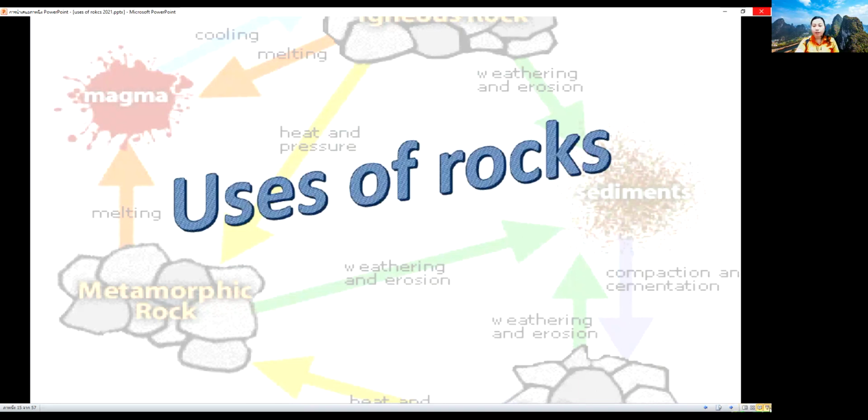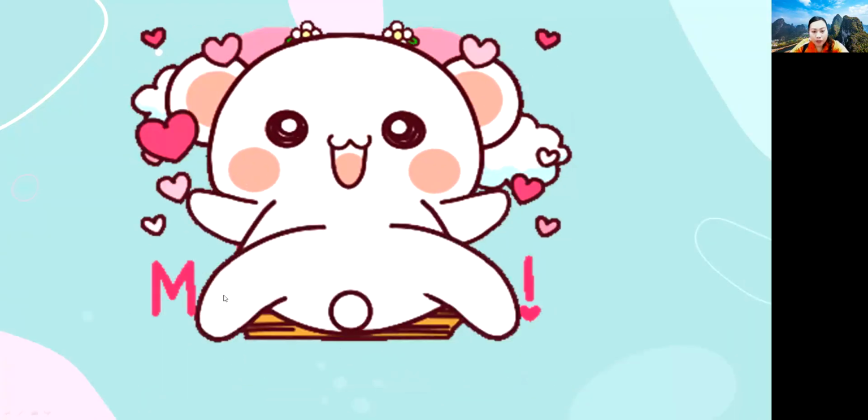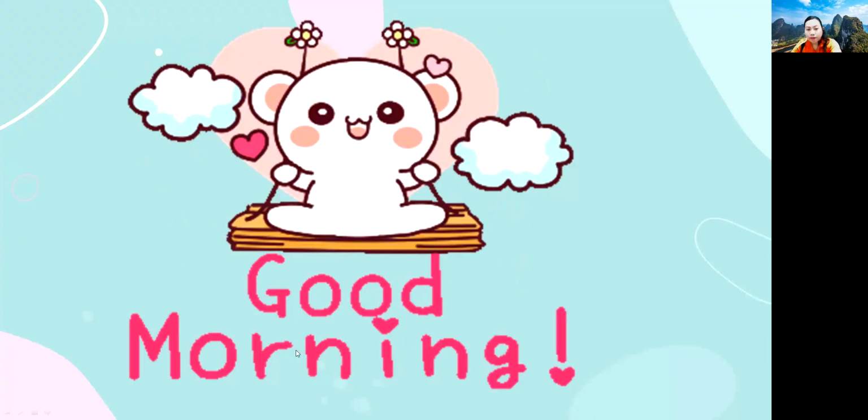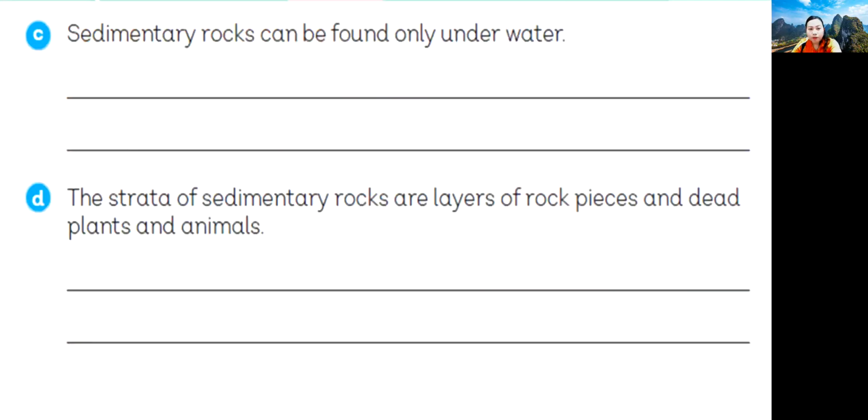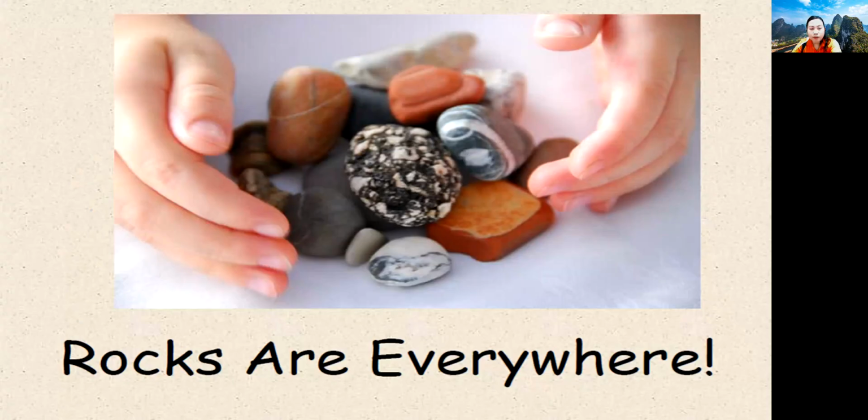So rocks are everywhere. We can find rocks in our garden, in the mountain, in the river. We can find them everywhere. Under the sea, there are some little rocks, okay?